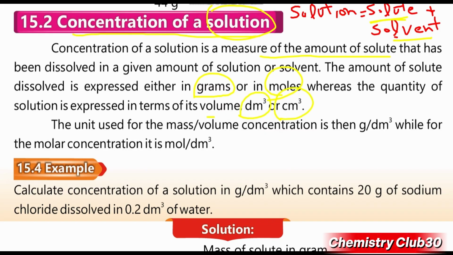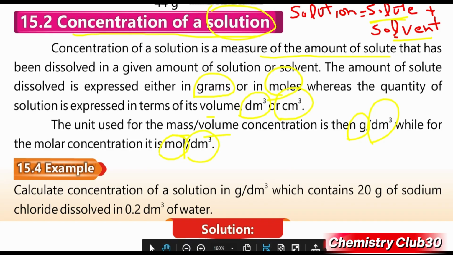The unit used for the mass to volume concentration is gram per dm cube. For mass, the unit used is gram, and for volume, the unit used here is dm cube. While for molar concentration, for mass we are using the unit mole, and for volume we are using dm cube. So mole per dm cube.